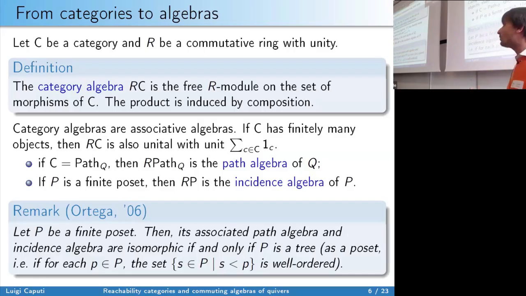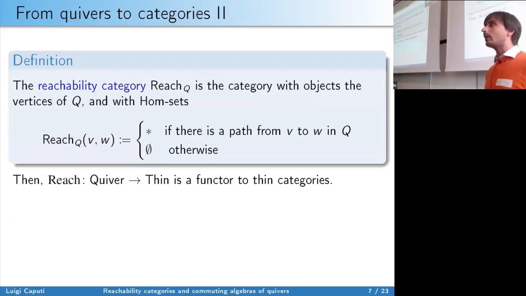And now we already have two different ways to associate, for example, to a poset, or to the graph underlying the poset, two different algebras, which are the path algebra and the incidence algebra. And this is a result by Ortega about 20 years ago that says that if the poset is finite, then the path algebra and the incidence algebra are going to be isomorphic if and only if the poset was a tree, which means that all our ideals are well ordered.